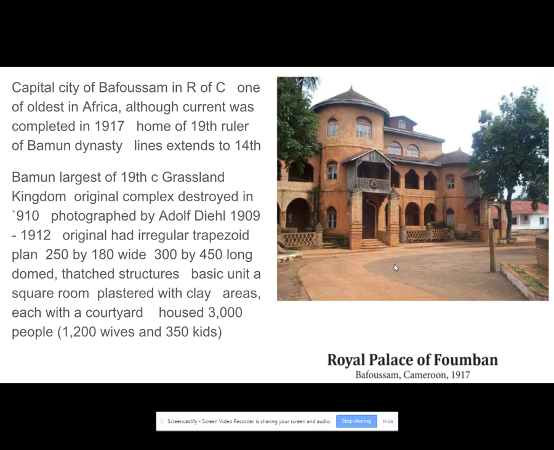Bamoun is the largest of the 19th century grassland kingdoms. The original complex was destroyed in 1910. It was photographed by Adolf Diehl in 1909. The original had an irregular trapezoid plan of 250 by 180 feet wide, 300 by 450 feet long. It would have domed thatch structures. The basic unit would be a square room plastered with clay, and it would have different living areas, and each would have its own courtyard, and it housed 3,000 people, 1,200 wives, and 350 kids.